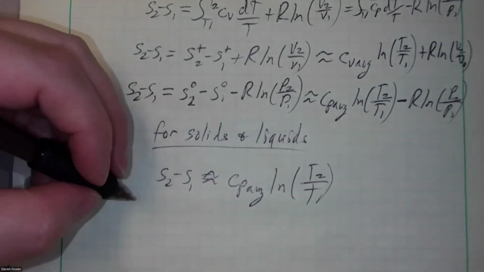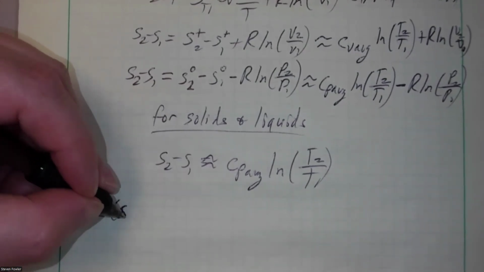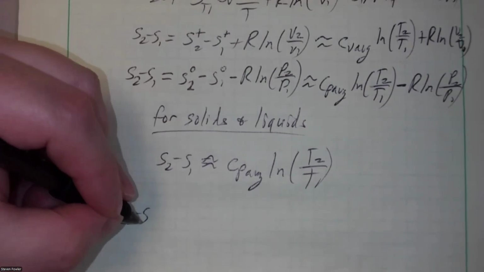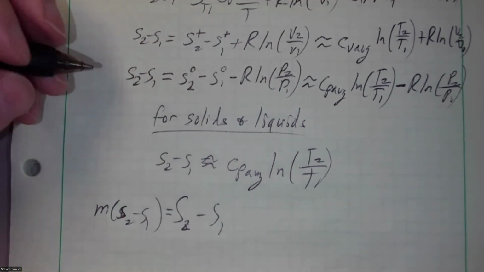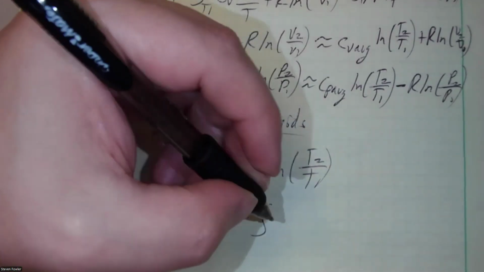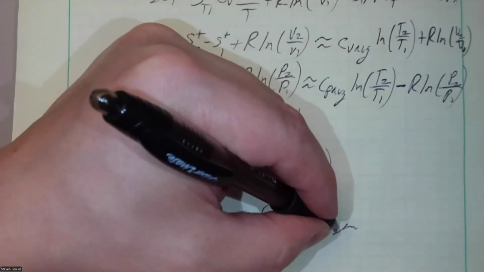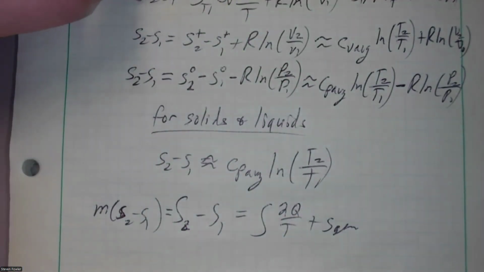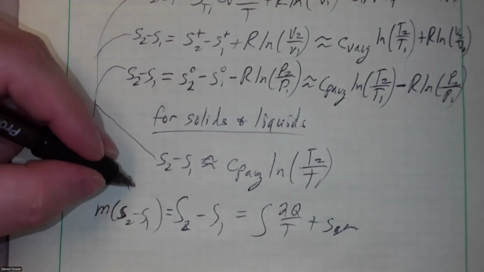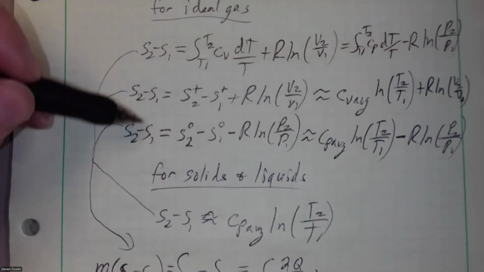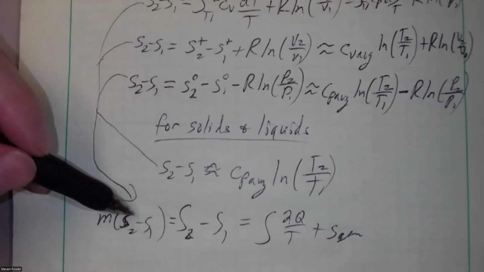What does this do? These are little s's. That means I can take m times little s2 minus little s1, which gives me big S2 minus big S1, which is equal to the integral of dq over T plus S gen. Basically, these are little s's. So if I have an ideal gas, or a solid staying a solid or a liquid staying a liquid, I can plug them in here.